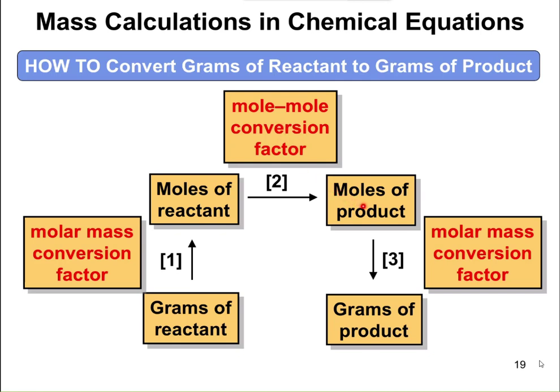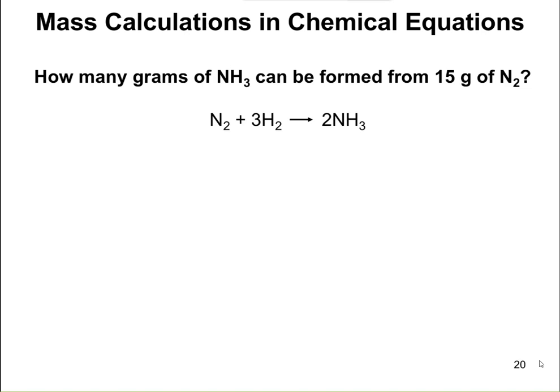And then the last step is going from moles of product to grams of product, which is basically the same thing as step 1, except that it's going in the other direction. So again, 3 consecutive conversions will get you from grams of reactant to grams of product. So let's look at an example. How many grams of NH3, which is ammonia, can be formed from 15 grams of N2?